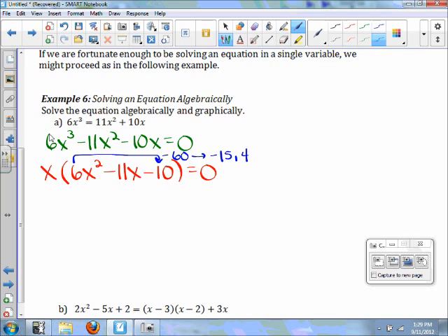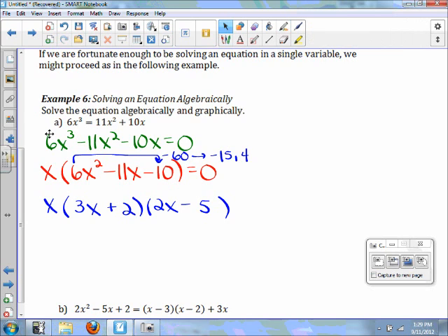Now the only way we're going to be able to get 15 or negative 15 is by using 3 from this 6x squared. So we use 3x and 2x. Now the only way we're going to get 15 is if we use a negative 5. The only way we're going to get 10 is if we get a positive 2 here. Negative 15 plus 4 is negative 11.